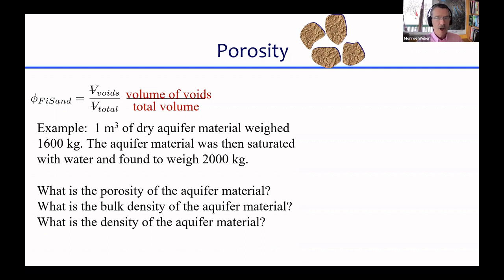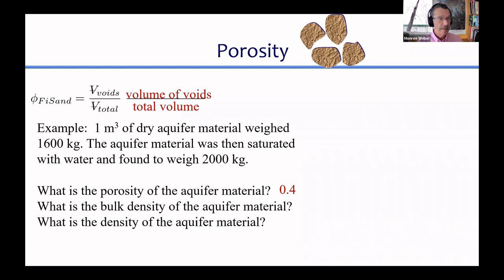1,000 kilograms of water in a meter cubed would be, that's the density of water, right? 1,000 kilograms per meter cubed. So 400 kilograms out of 1,000 kilograms total is the ratio of the void volume. So the void volume or the porosity is 40%.